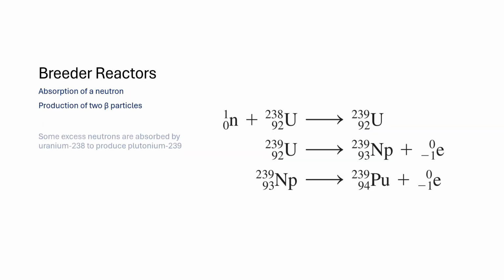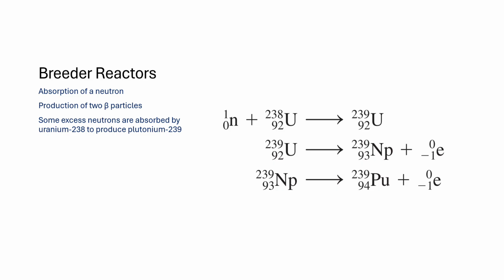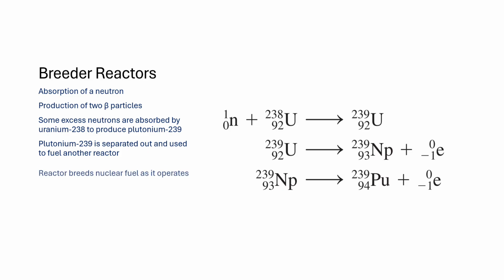In the reactor, there's an absorption of a neutron and the production of beta particles. Then the excess neutrons are absorbed by uranium 238 to produce plutonium 239. Then you separate plutonium 239, and it's used to fuel another reactor. So the reactor breeds nuclear fuel as it operates.